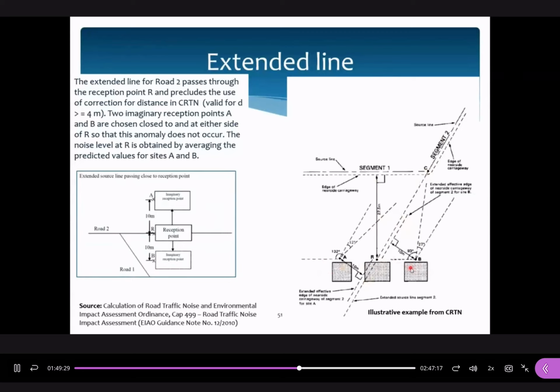If we create these 2 imaginary points, we can make the model similar to segment 1 to R. You can see that this is the standard line, and then this is A, this is B. Once we get the values for A and B, we take an average. We can find out the value of R. We get the noise level at the reception point from segment 2. In the next tutorial, I will have tutorials for this one. At that time, I will explain more details.